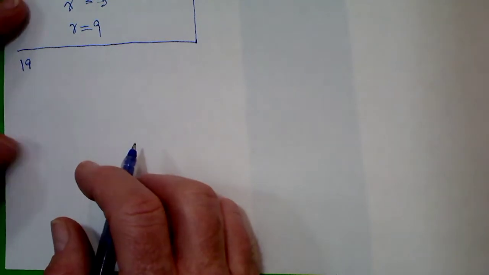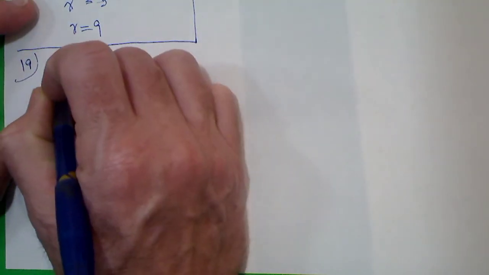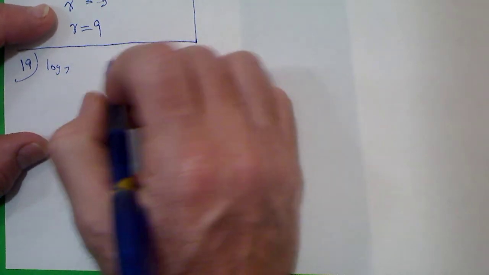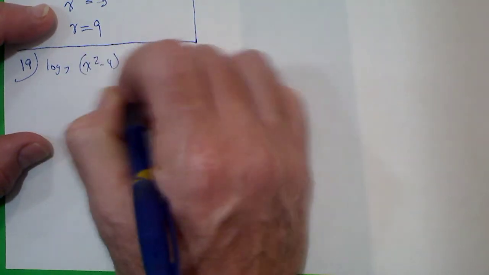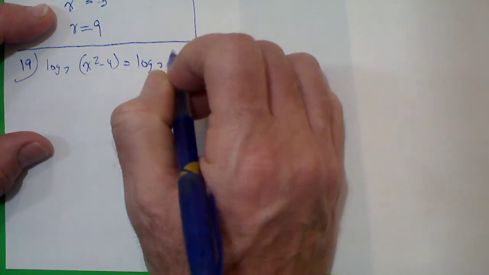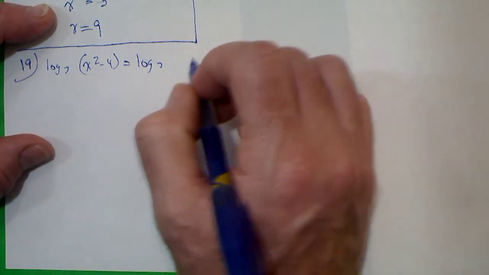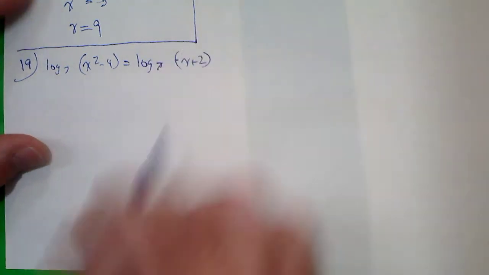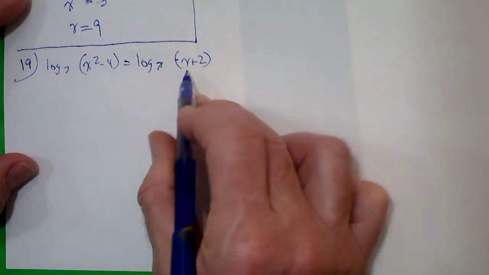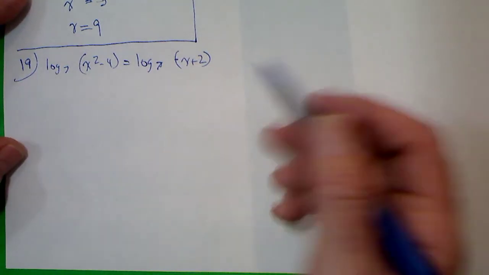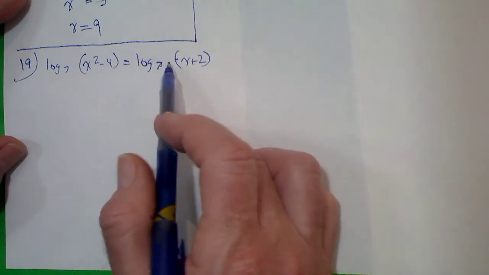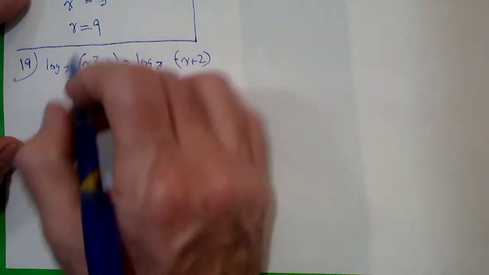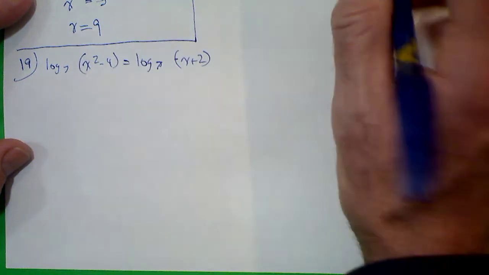Alright, so you have log base 7. Both sides are log base 7. Log base 7 of x squared minus 4 equals log base 7 of negative x plus 2. Because both of them are log base 7, that's like saying x to the 3rd equals x. If the bases are the same, these are both log base 7, so the bases are the same.